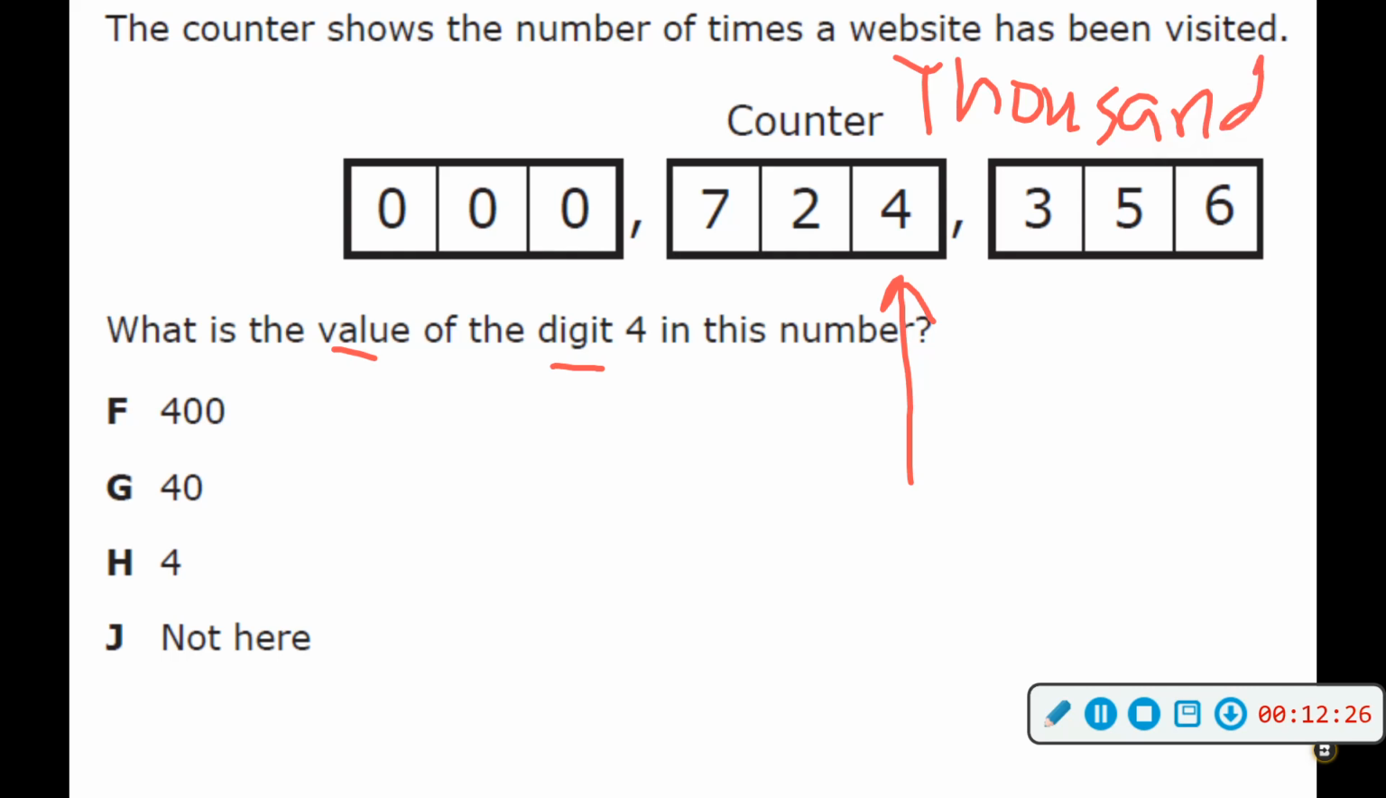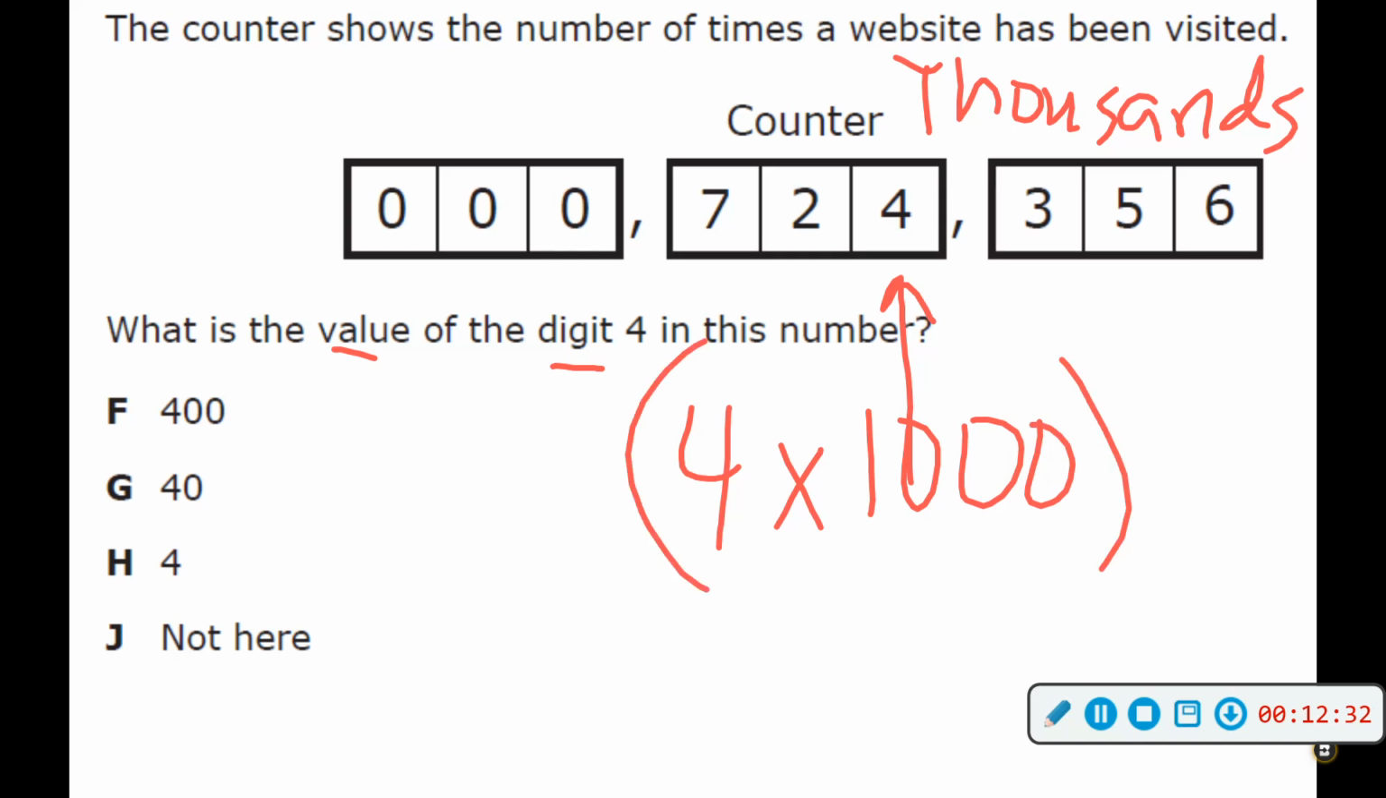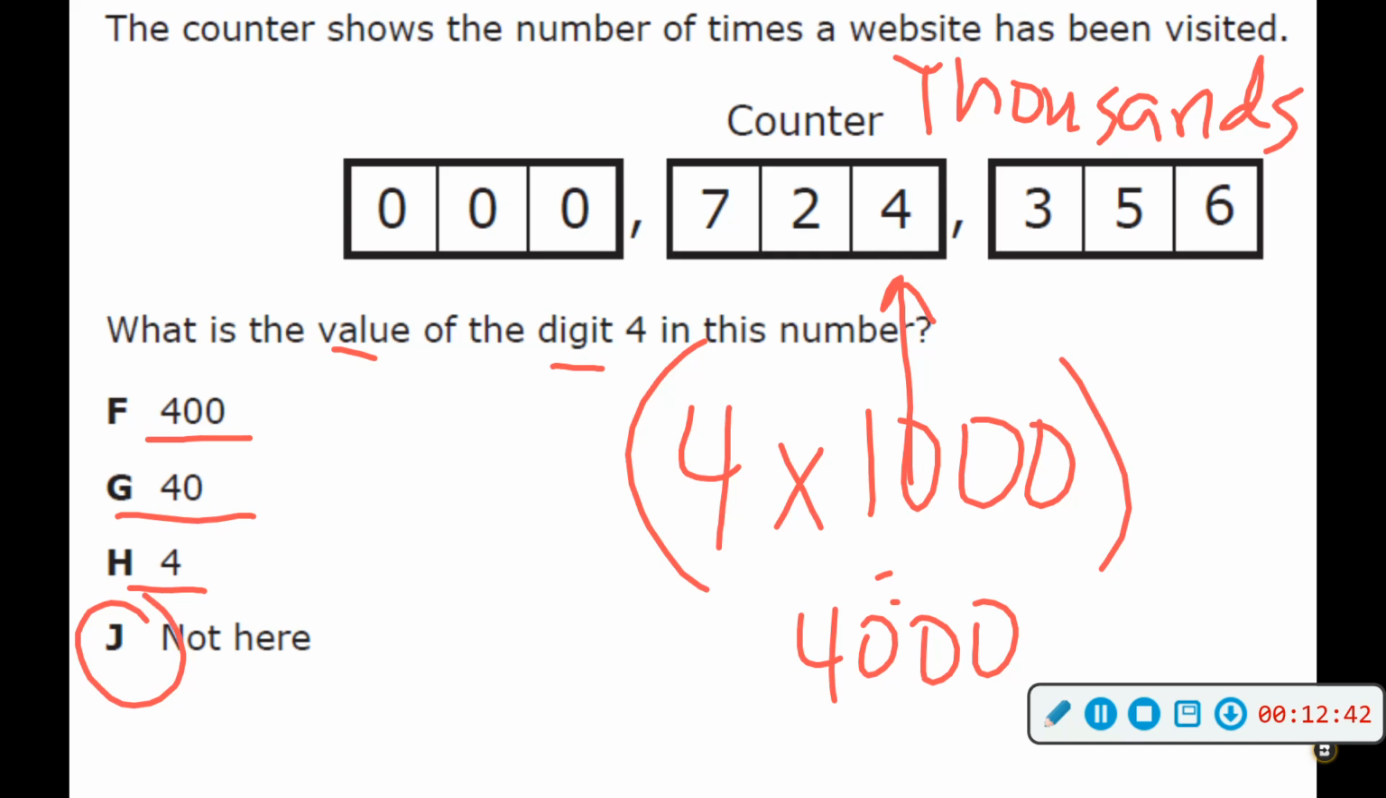And for it to be in the thousands, that means it holds a value of 4 of those thousands, which means it holds a value of 4,000. Therefore, because these are 400, 40, and 4, our answer is not here.